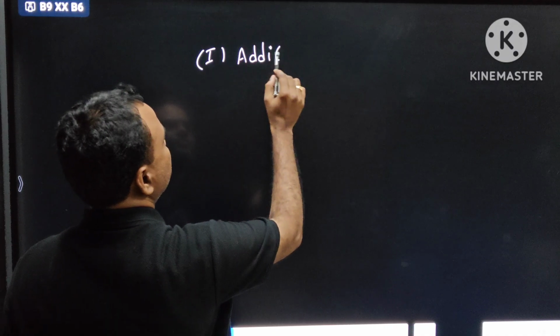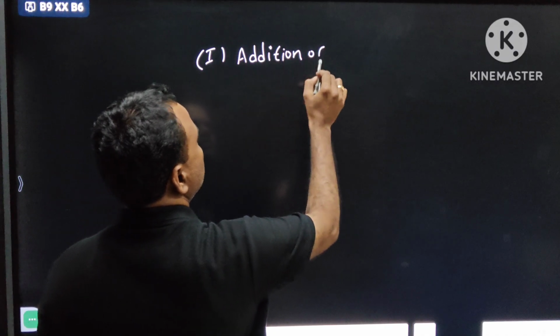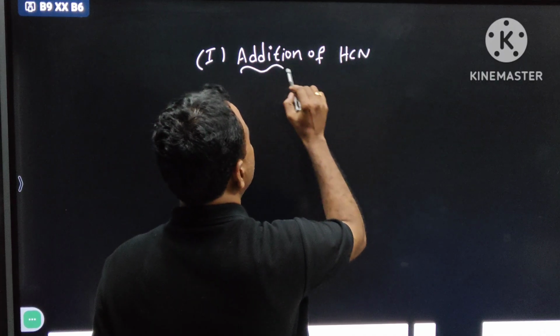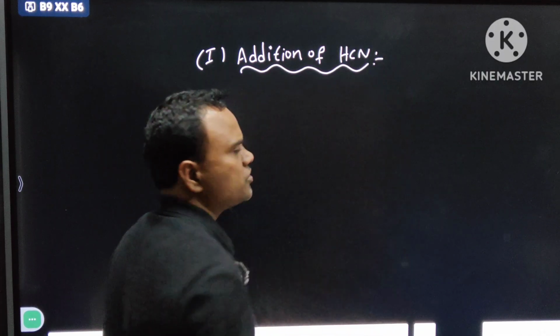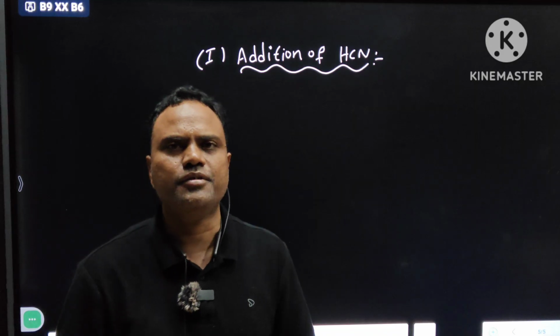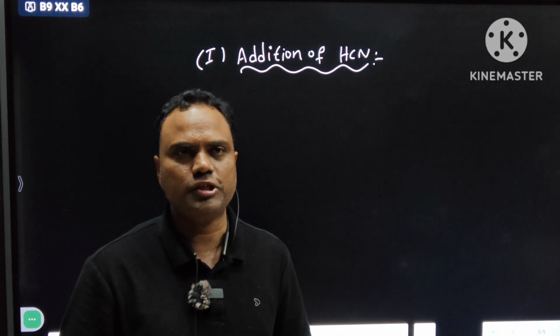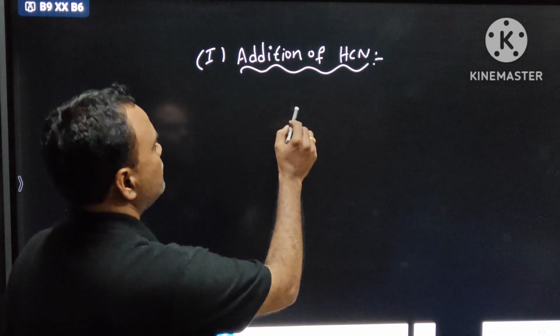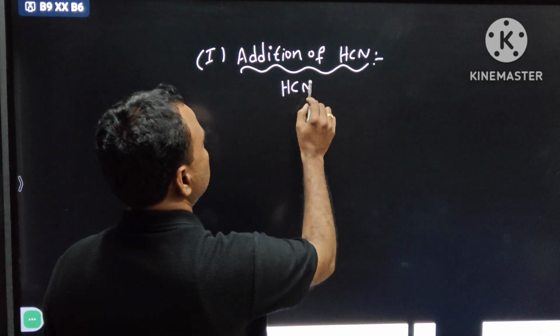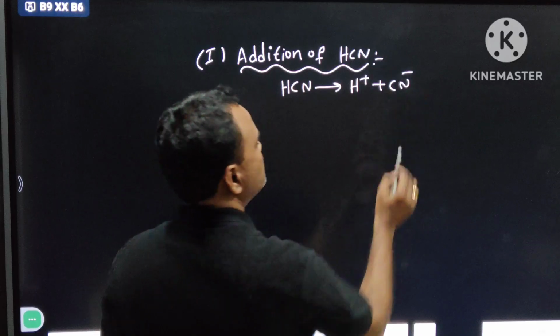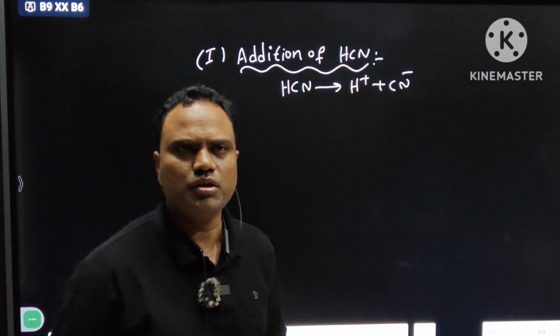Clear? Heading first, nucleophilic addition reaction. Addition of HCN, hydrogen cyanide. Addition of hydrogen cyanide. This is nucleophilic addition only. How will HCN dissociate? HCN dissociates into H plus and CN negative. Okay, right.